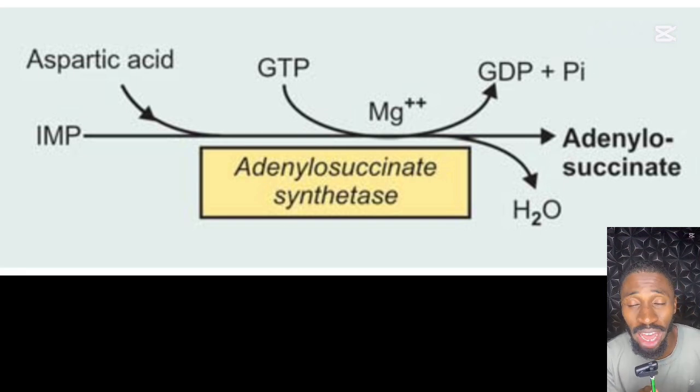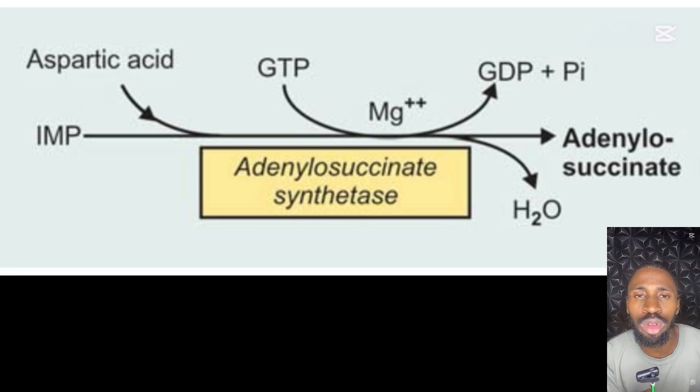So after we have formed the IMP, what happens? IMP is catalyzed by the enzyme adenylosuccinate synthetase utilizing GTP. When we convert GTP to GDP, we condense IMP with aspartate, removing water. So when we condense IMP with aspartate, removing water, utilizing GTP to GDP, it will form adenylosuccinate. So IMP to adenylosuccinate is catalyzed by adenylosuccinate synthetase, utilizing GTP, adding aspartate and removing water.